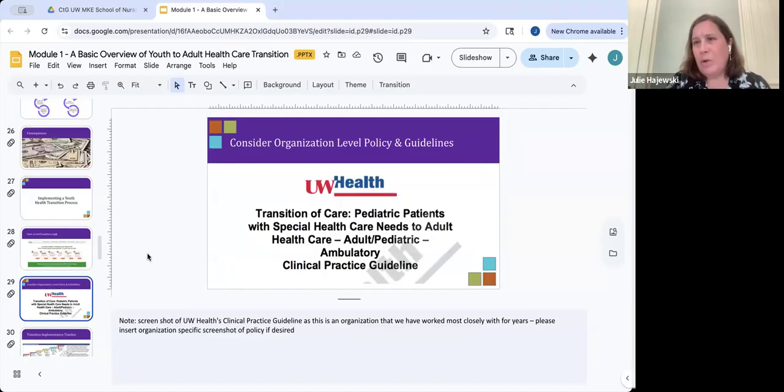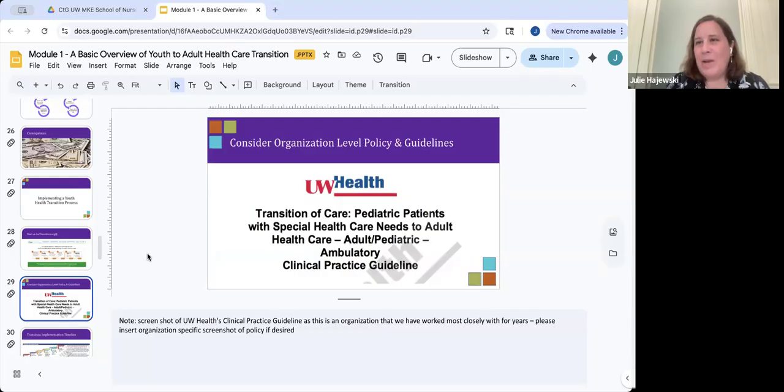There also is a clinical practice guideline at Children's Wisconsin. Interestingly enough, this one currently is unavailable in the UW system. I know they had approached me a couple of years ago about some potential adjustments and updating to it, and I think that they're probably in process on that. So they've pulled this clinical practice guideline from availability right now.